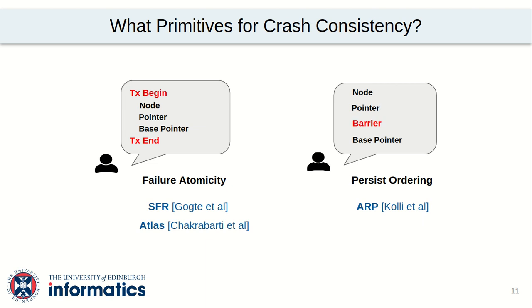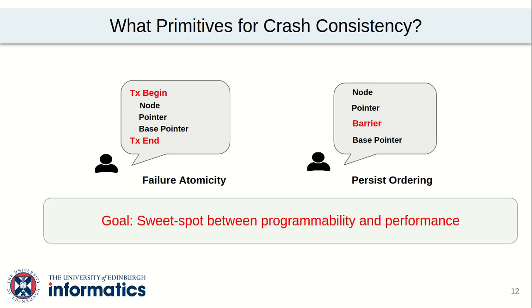What primitives must be used for achieving crash consistency? There have been a number of language-level persistency primitives proposed for enabling crash consistency. But fundamentally, they can be classified into two types: those based on failure atomicity and those based on persist ordering. Each of these primitives is essentially trying to achieve a sweet spot between programmability and performance. Let's now look at atomicity in more detail.